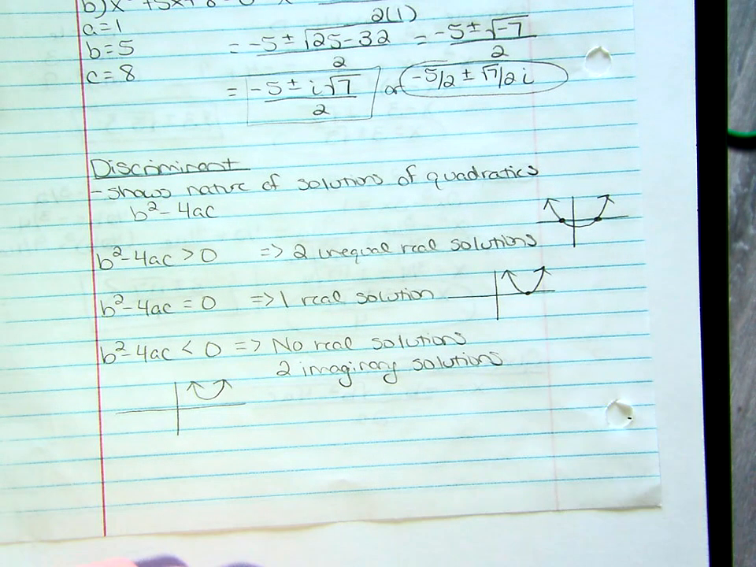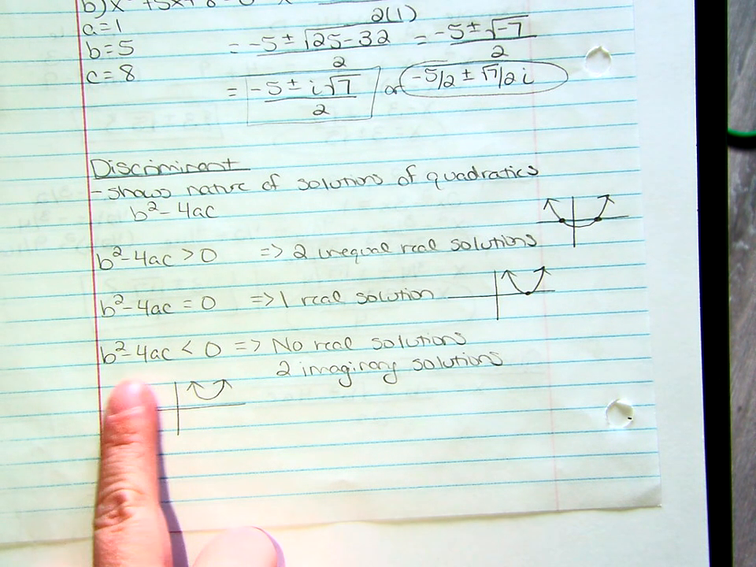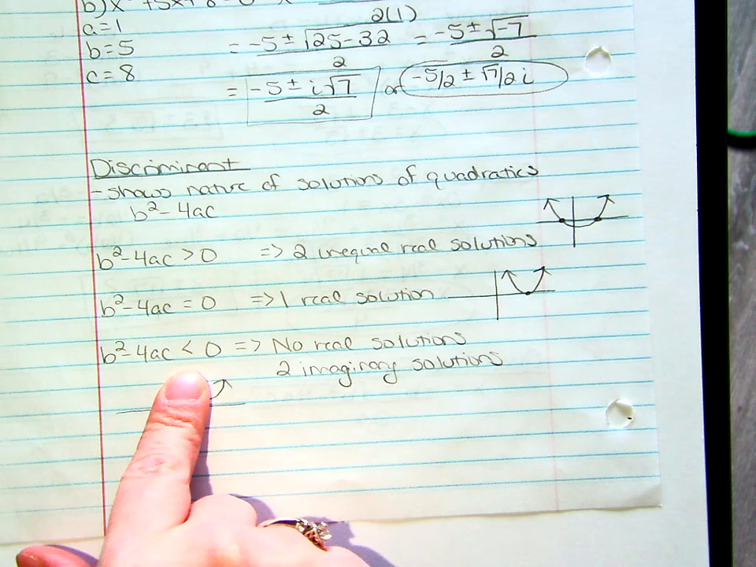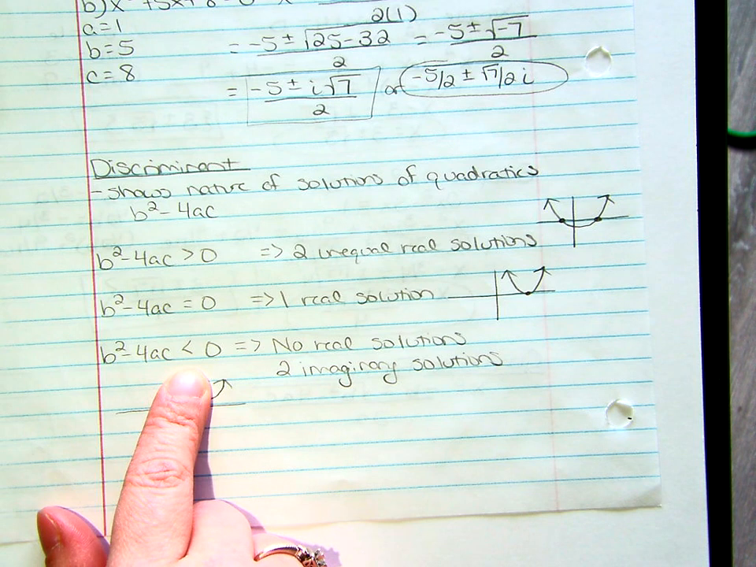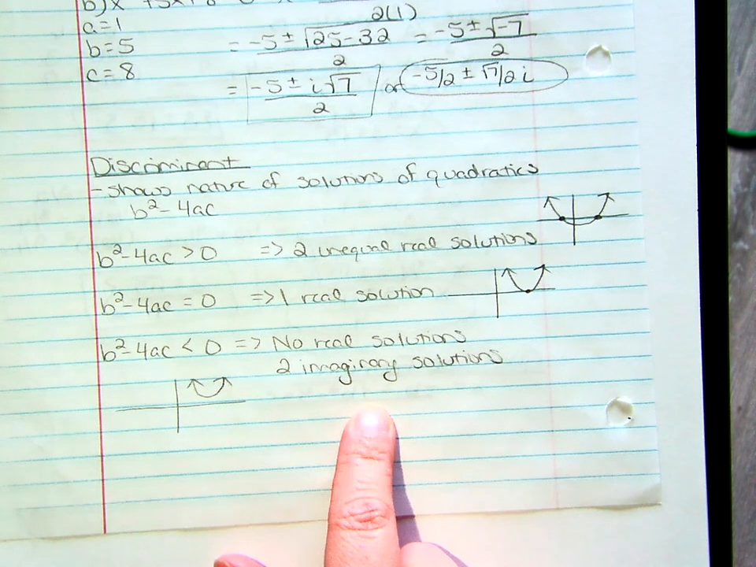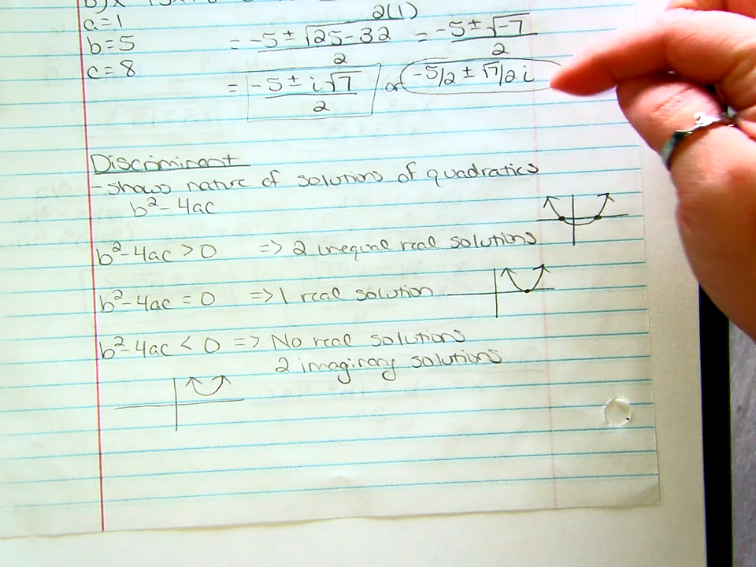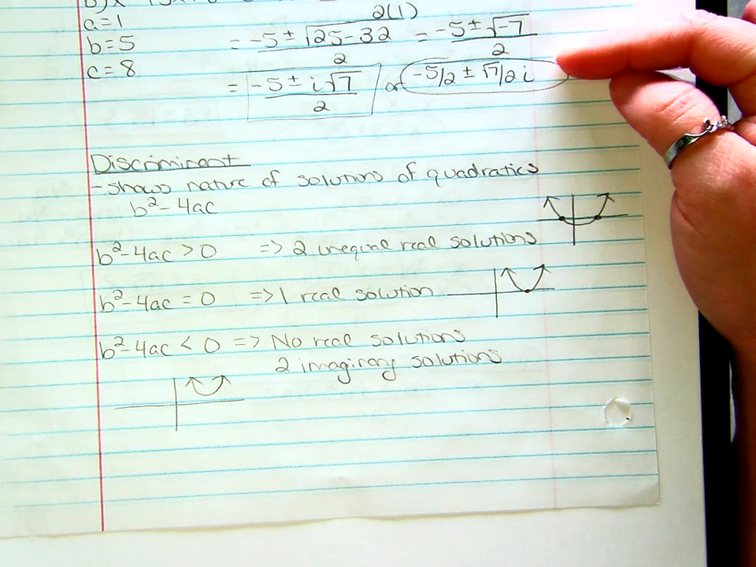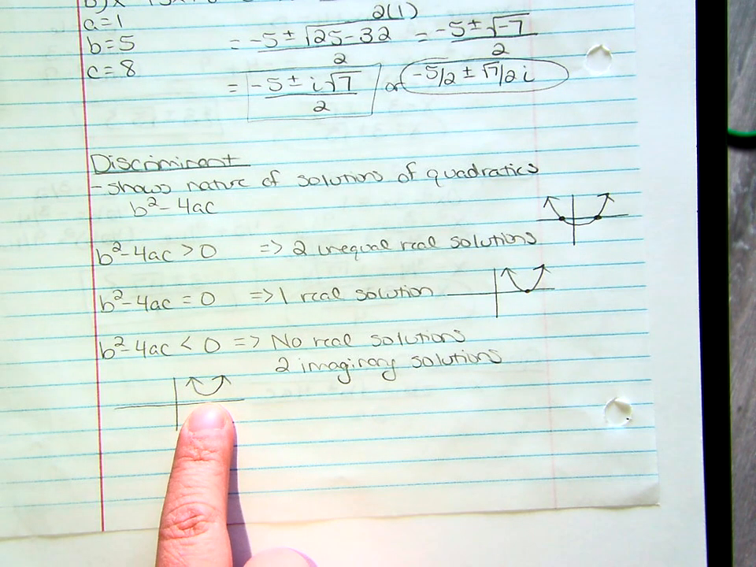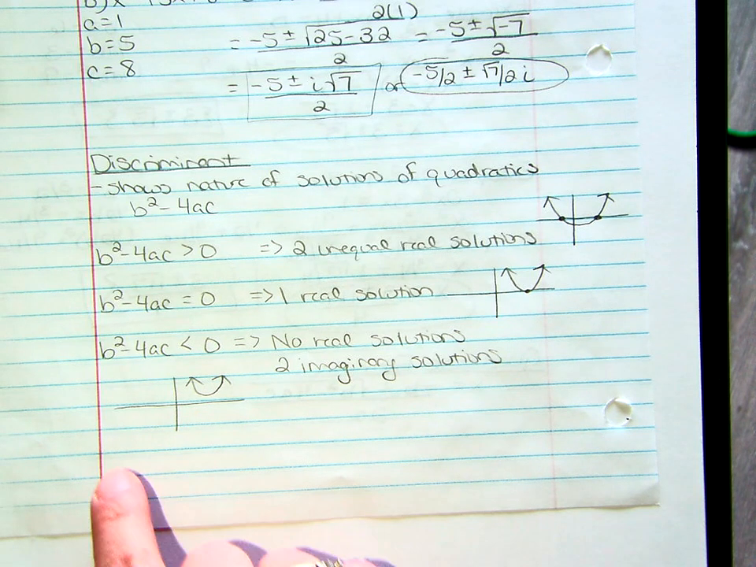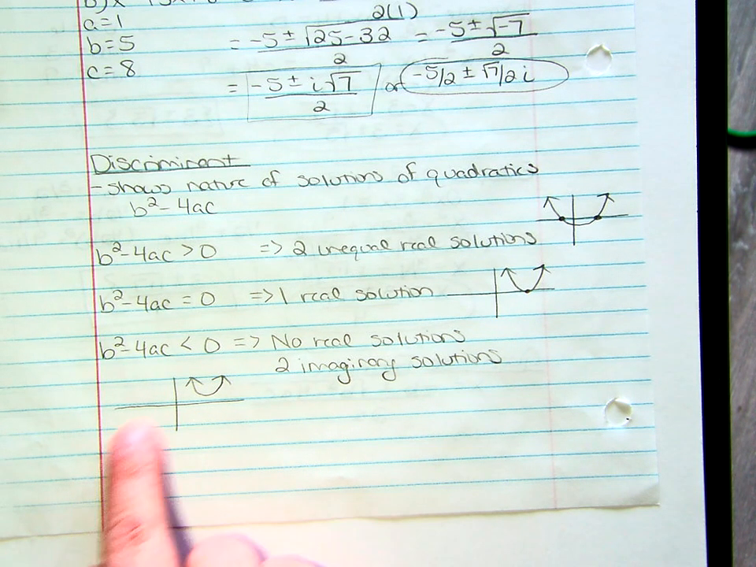Now, if what's under the radical is less than 0, so negative, like in the very last problem that we just did, then that means there's no real solutions, but there are two imaginary solutions. When we did this problem up here, we still got solutions. They were just imaginary. And that happens when we have our quadratic opening up and it happens above the x-axis, or we would have our quadratic open down and it would happen below the x-axis, meaning it's never actually going to cross the x-axis. So there's no real solutions.